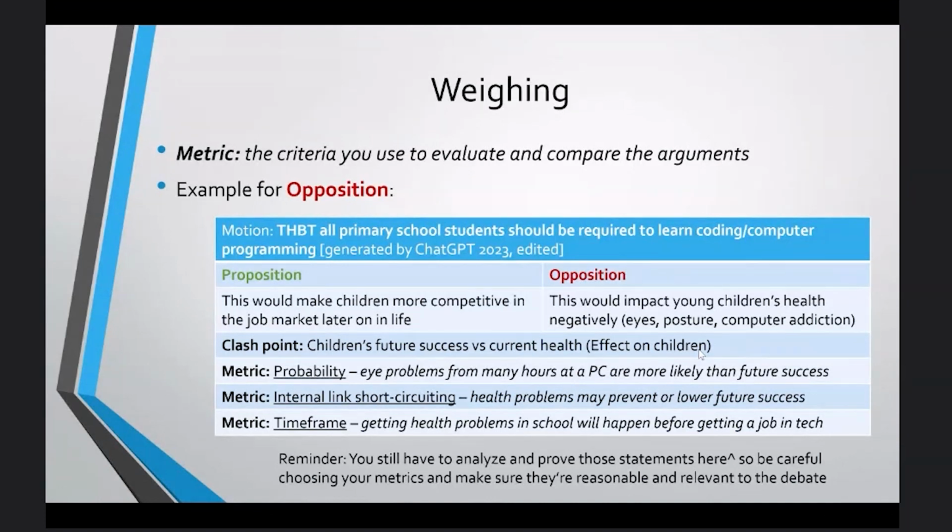While something else that we could add would be the internal link short-circuiting metric. And we could say that health problems may prevent or lower future success, right? You might not be as effective at your job if you have really bad eyesight or if you're constantly in back pain or whatever, right? And you could also use time frame and say that getting health problems in school will happen way, way, way before you're able to get any job in tech, right? It's going to happen much sooner, and it's a much more urgent issue. So basically, you guys absolutely came up with what I came up with, and I'm really glad to see that everybody is thinking absolutely in the right direction.